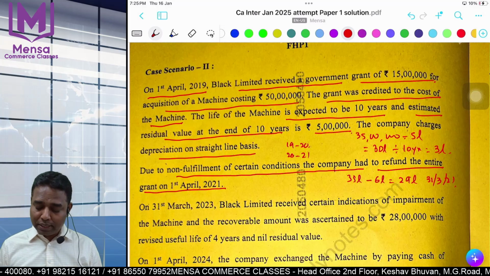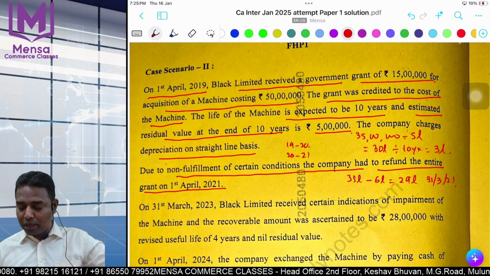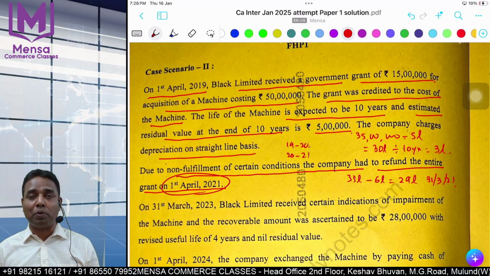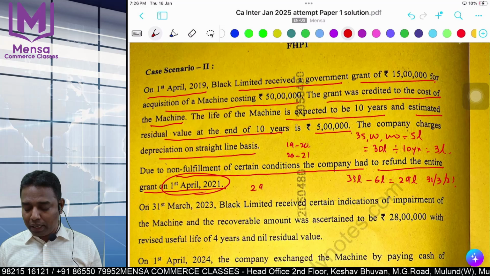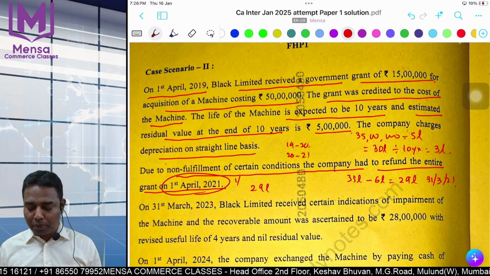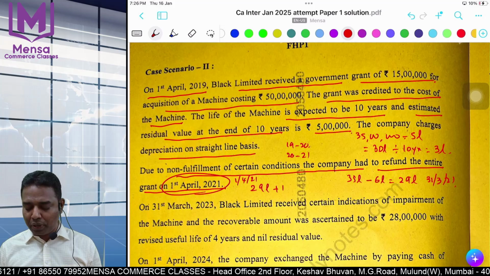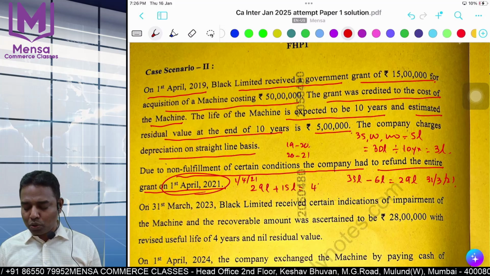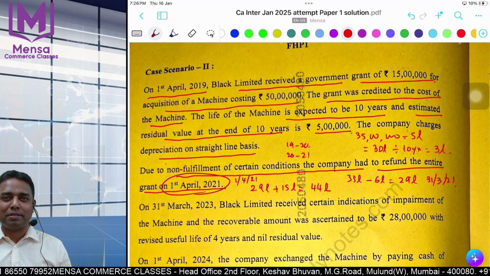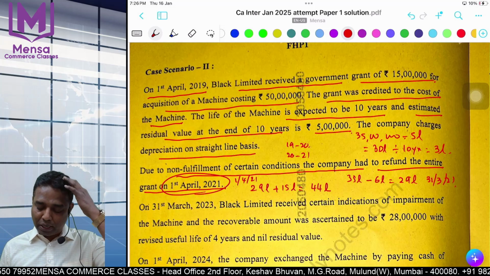Correct? Now they are saying on 1st April you have to refund the entire amount. So what will happen? Will it remain 29 lakhs? No. On 1st April you are going to refund. So plus 15 lakh you will have to give back. So total will be 44 lakhs on the 1st of April 2021.